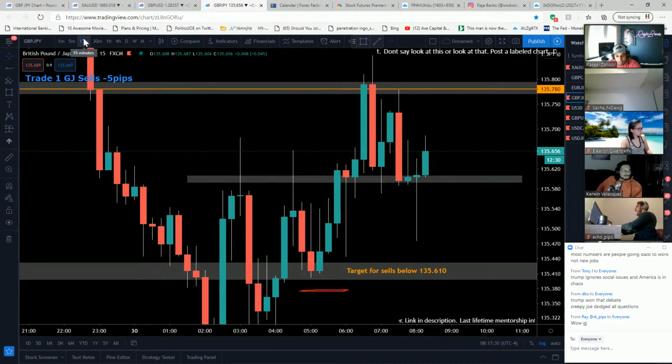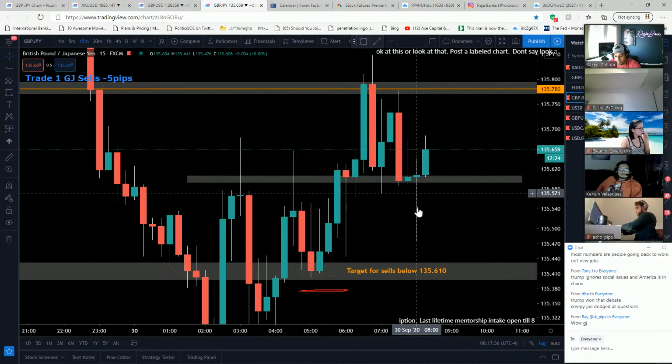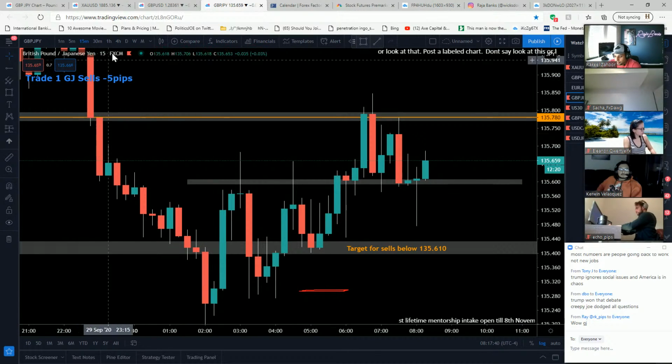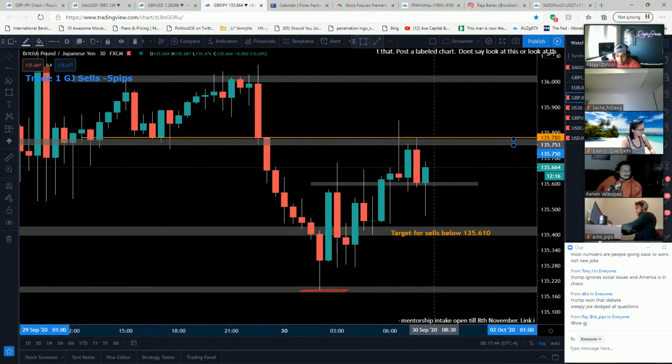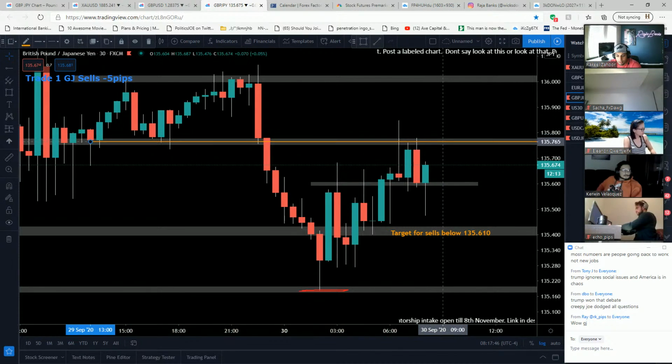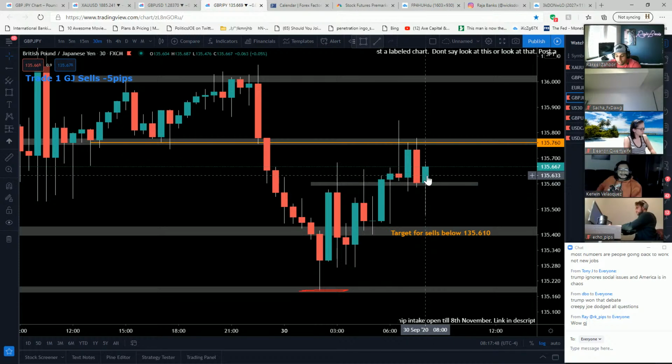Well, looks like I just took one trade. It was a sell, closed at 5 pips negative, and that's about it. Now GJ is back in the range. Man, this looks like a gold chart. This does not look good at all.